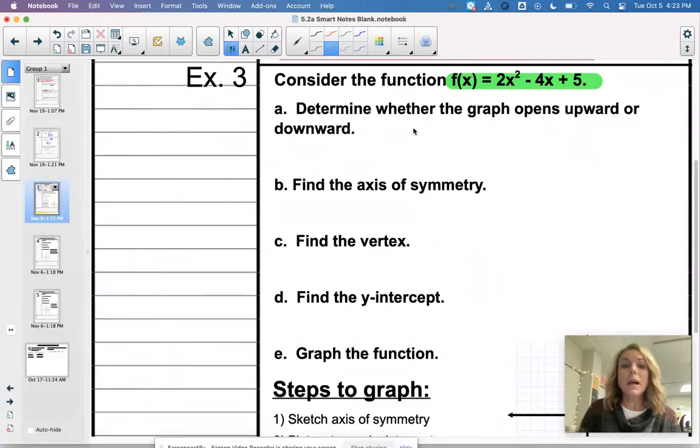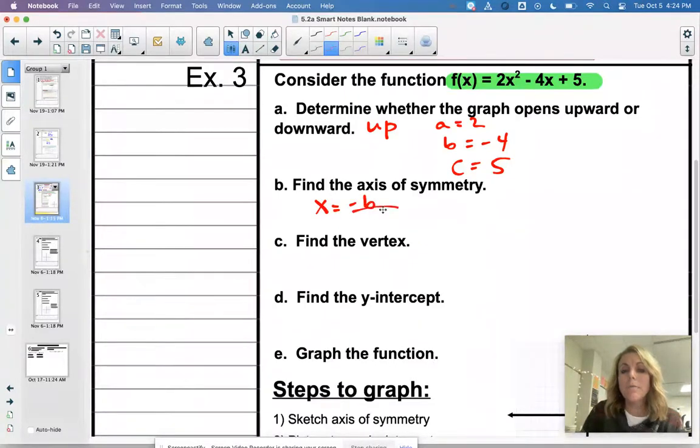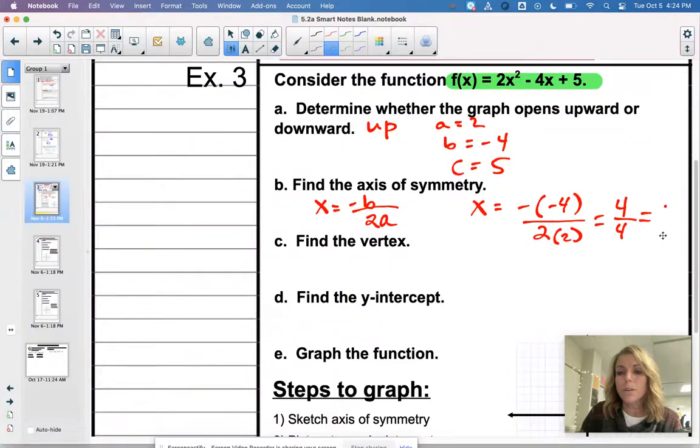Determine whether the graph opens upward or downward. Well, the graph opens up, and that's because a is 2, b is -4, c is 5. It's because a is positive, so we can say up or upward. The axis of symmetry then is going to be x is equal to -b over 2a. We use that formula. So we have -b over 2 times a. That's a positive 4 over 4. That is 1. So your axis of symmetry is just going to be x equals 1.